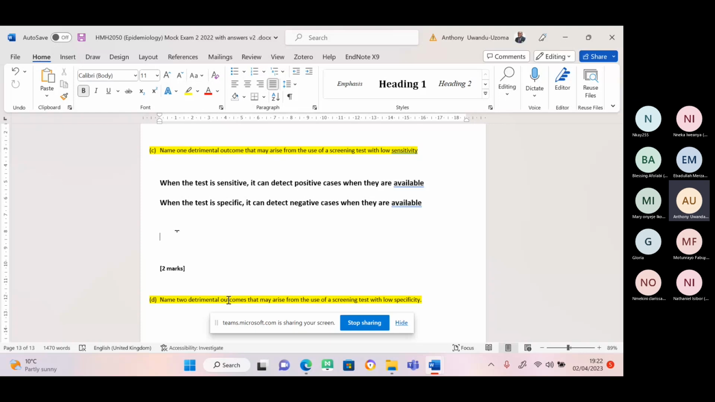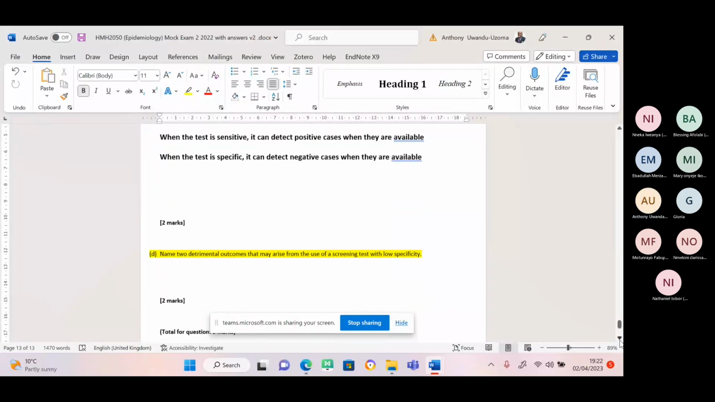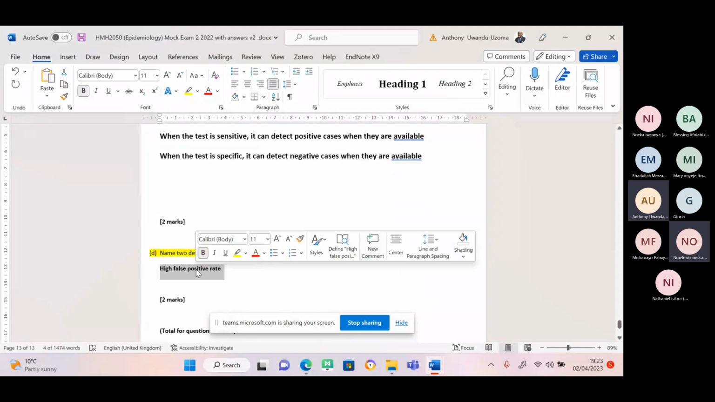But there may be a terminology. What's the epidemiological terminology to explain this? High false positive rate. Can you write it? That's the answer.